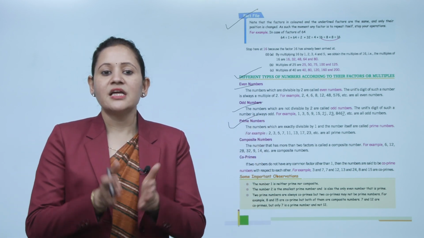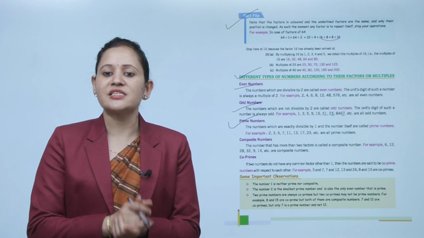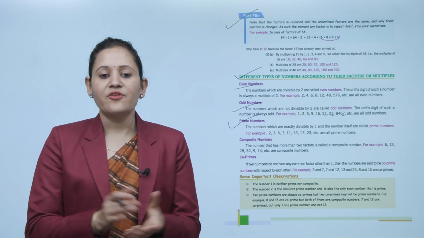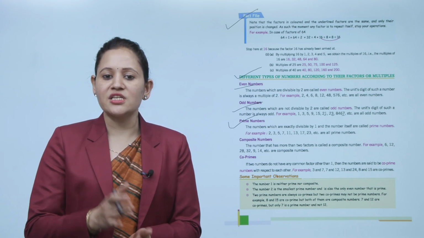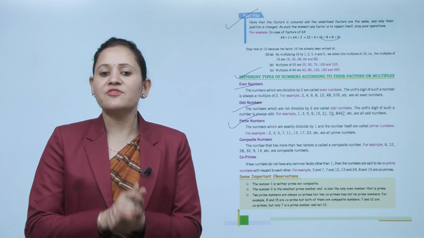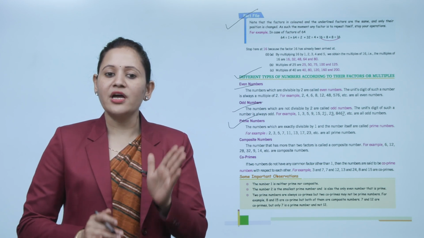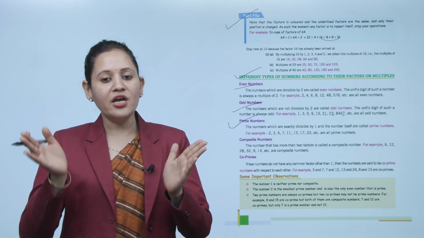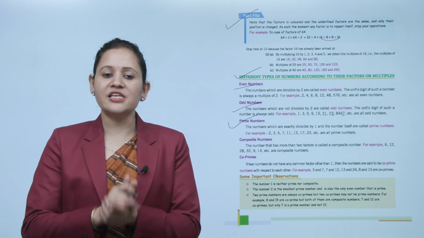Prime numbers: the numbers which are exactly divisible by 1 and the number itself are called prime numbers. For example, 2, 3, 5, 7, 11, 13, 17, 23, etc. All these are prime numbers. They are divisible by 1 or by the number itself. Means 2 is divisible by 1 and by 2. 3 by 1 and 3. So all these are prime numbers.